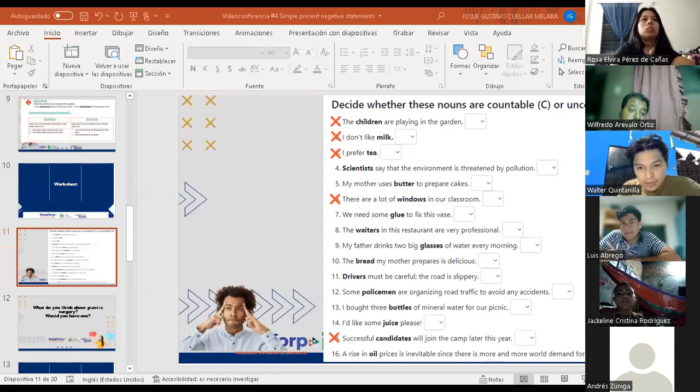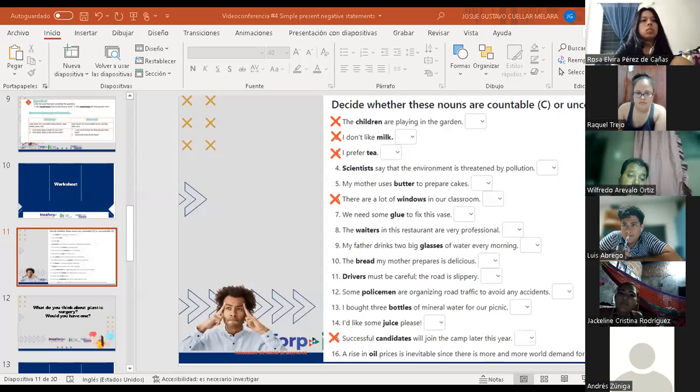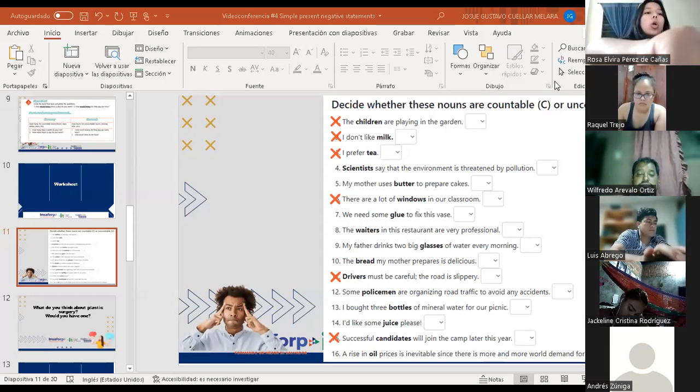Okay, and number 11. Drivers must be careful. Uncountable. Okay, tienes que leer toda la oración. Drivers must be careful. The road is slippery. Okay, drivers is countable. Son contables. Okay, thank you. And we go with Rosa, right?